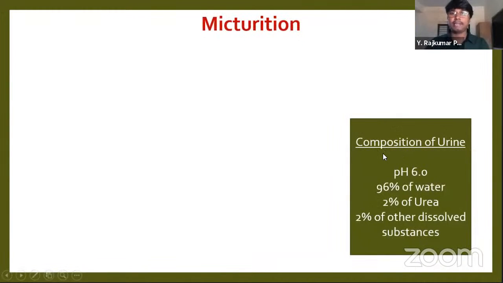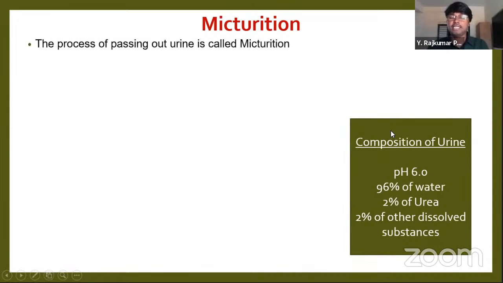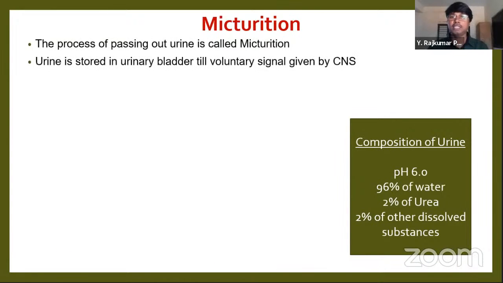Let's learn about micturition. What actually is meant by micturition? It is the process of passing out urine. Urine is stored in the urinary bladder. When we learned about the excretory system, I explained to you that whenever the urinary bladder fills to 800 ml, it starts the process called micturition.